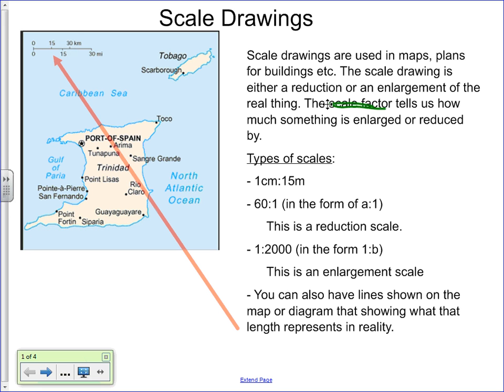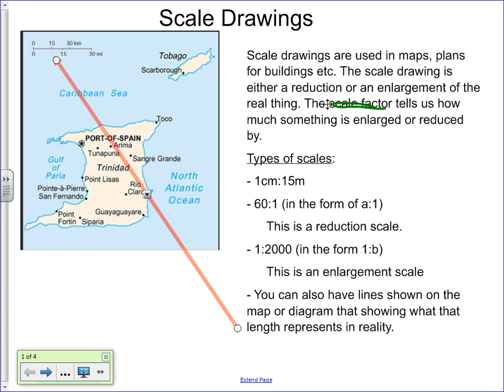Now you can also have lines on a map. What are these things called? Scale, key, legend, all these sorts of words. You can also have these, which give you an indication of, on the original, I suppose this would have been 1 inch or 1 centimeter is 15 kilometers, etc. So you can measure this scale with a ruler and then carry that across to the map itself and see what the distances are on the map, which tells you what the real distances are.